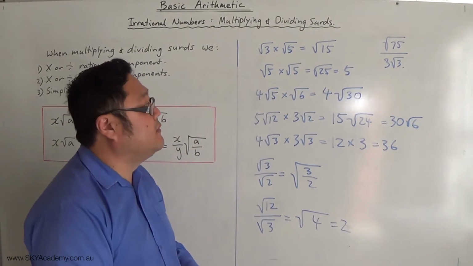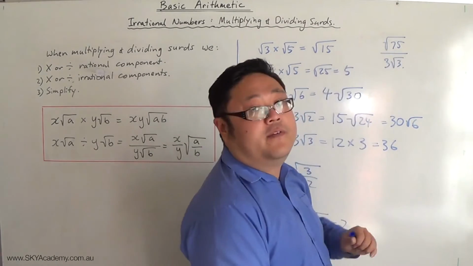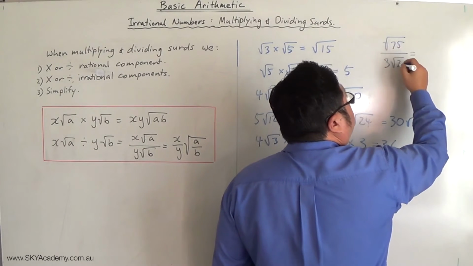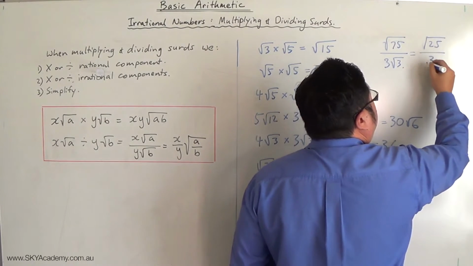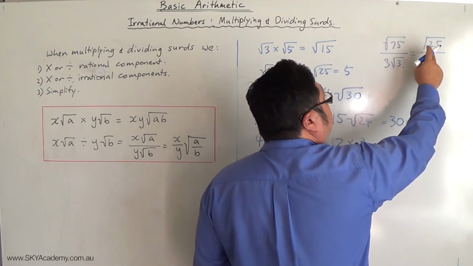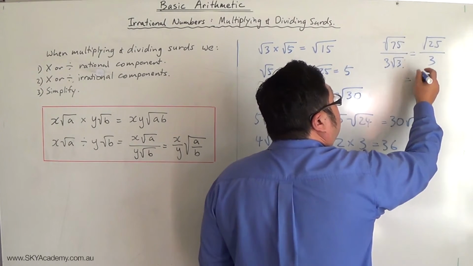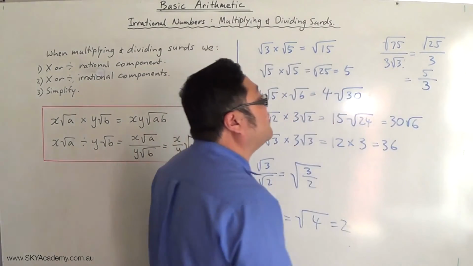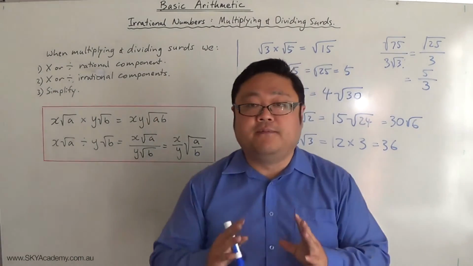Got it? Now, the square root of 75 over 3 root 3. Let's do this component. 3's into 75 gives you 25 on 3. So one of the 3's here can divide into the 75, and you're left with the square root of 25. Square root of 25 is 5 on 3. Okay, so that's how you do the multiplication and division of surds.